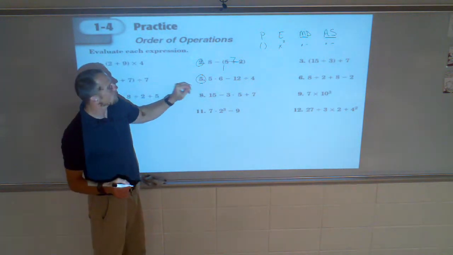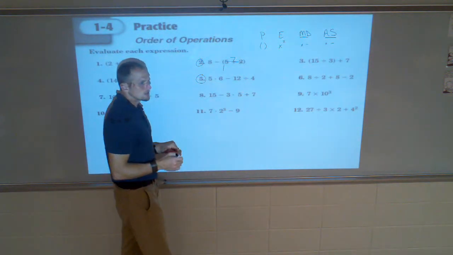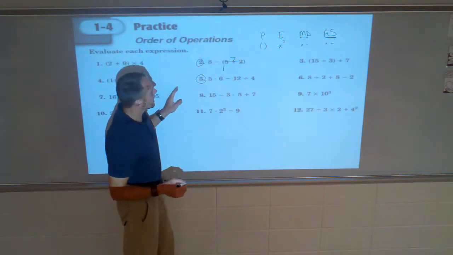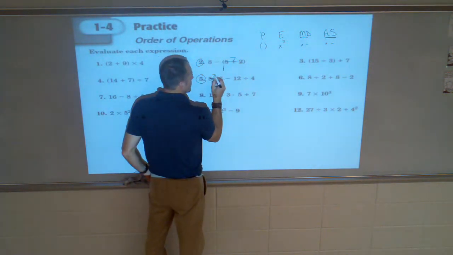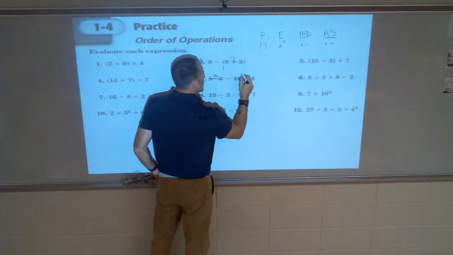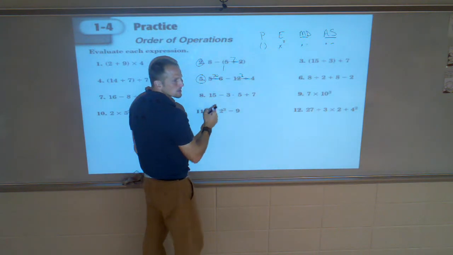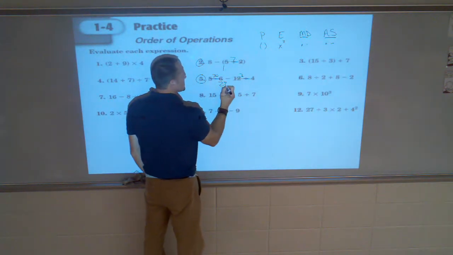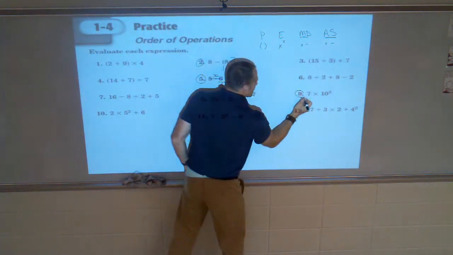In number 5, are there any parentheses? Exponents? Okay, multiply, divide. Left to right. 5 times 6, 30. And 12 divided by 4, 3. And finally, add and subtract left to right. 30 minus 3 is 27. Very good. Let's do numbers 8 and 9.